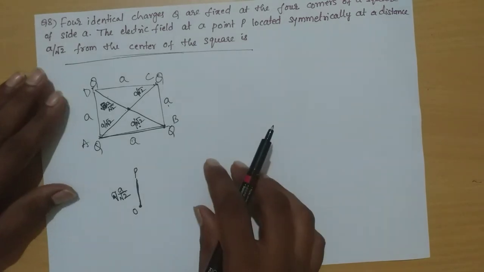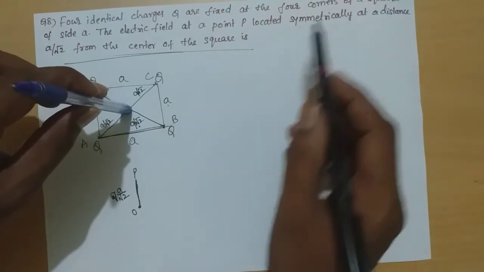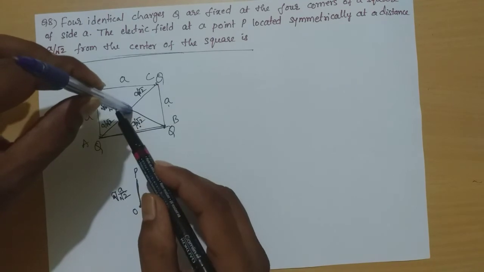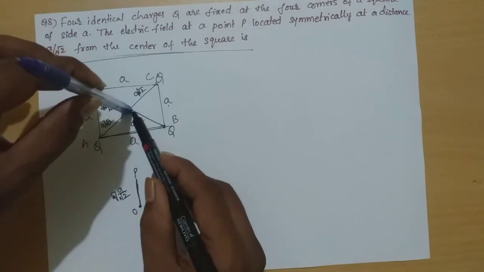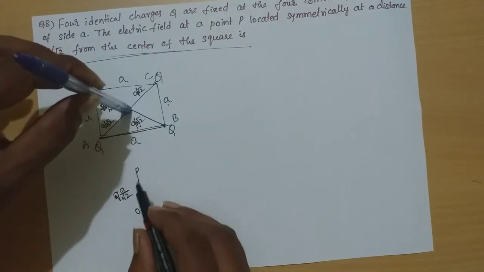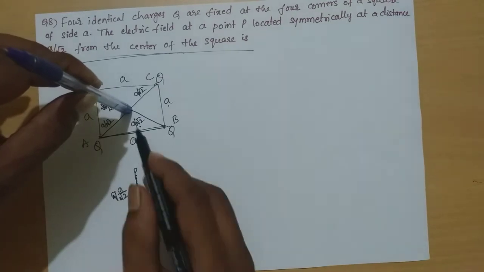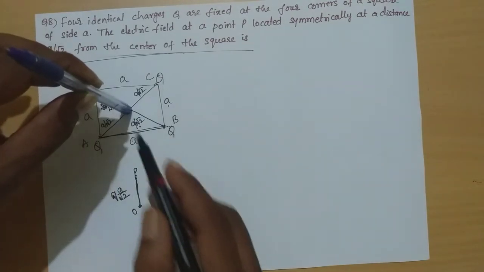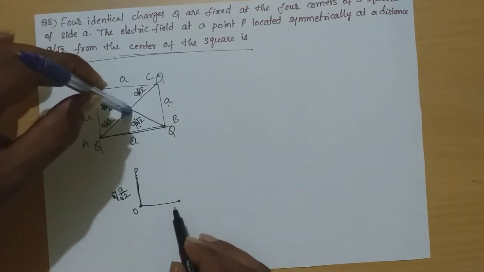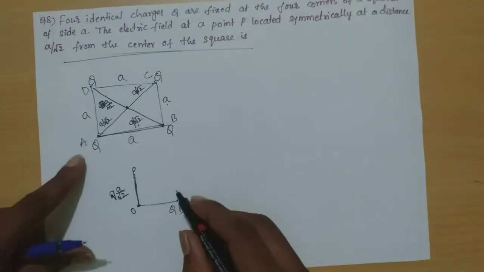And the next, in the question they are saying that the point P is located symmetrically at a distance A by root 2 from the center. From the center, A by root 2 means from the center to this P point is A by root 2. So this is the center, okay, this is the P point. Now what is the distance from center to P point? A by root 2. Okay, now draw the line to here. That means here we have the Q charge. So the Q charge is located here. Now draw the line.